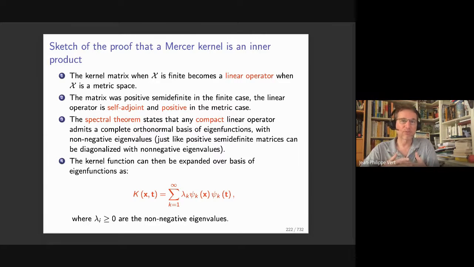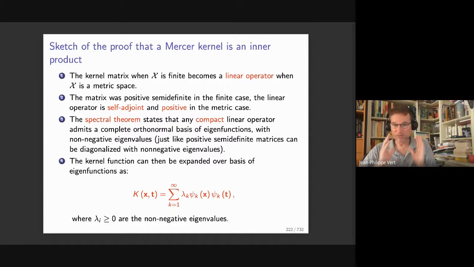So the spectral theorem will allow us to diagonalize the operator and therefore to write the kernel function as a sum. So it will be an infinite sum, meaning there will be some limit at some point, but as a sum of lambda k times psi k of x, psi k of t for k of x t. And this will allow us to prove that k of x t can be written as some inner product.